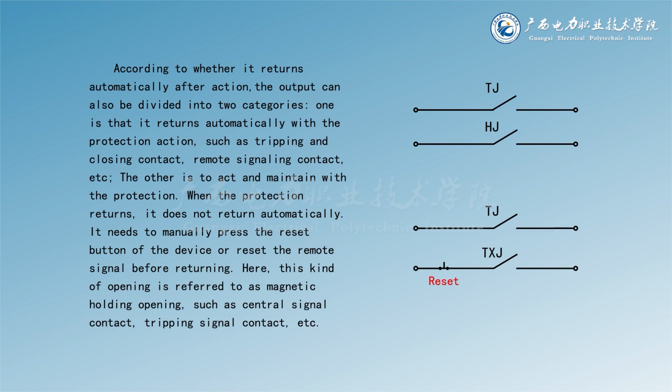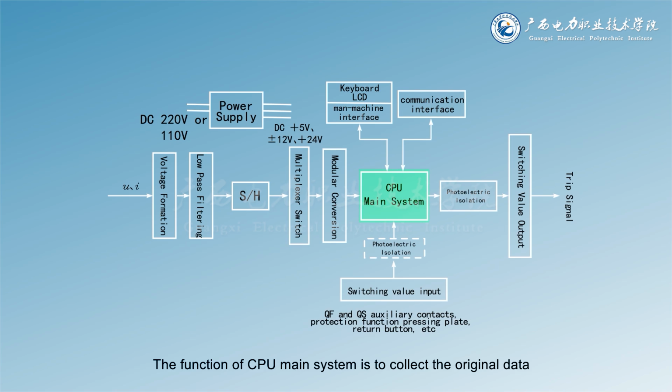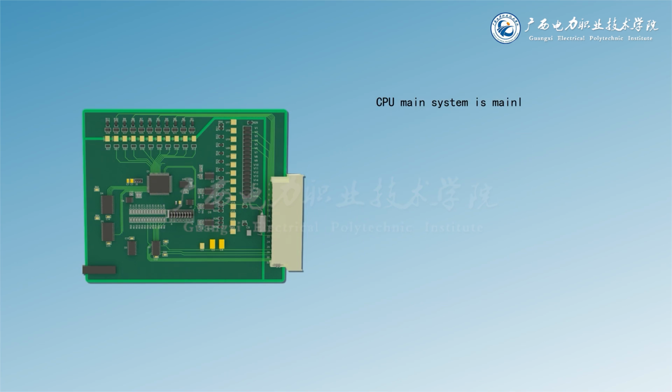Here, this kind of output is referred to as magnetic holding output, such as central signal contact, tripping signal contact, etc. The function of CPU main system is to collect the original data from the data acquisition system, and contact signal of switching value input system, analyze, process, calculate, and judge, to complete the relay protection function. CPU main system is mainly composed of CPU and various memories.